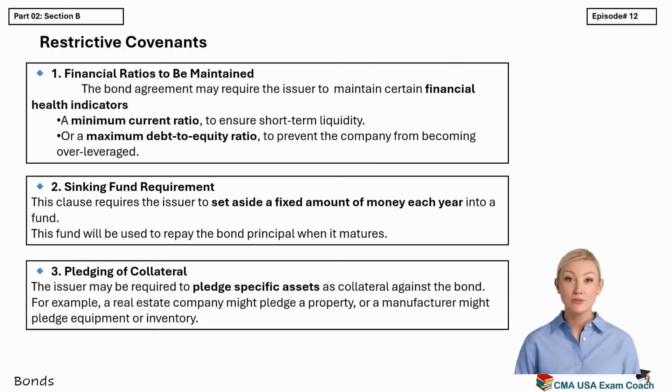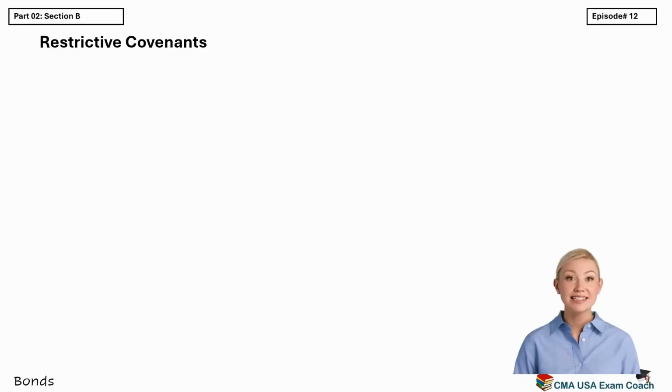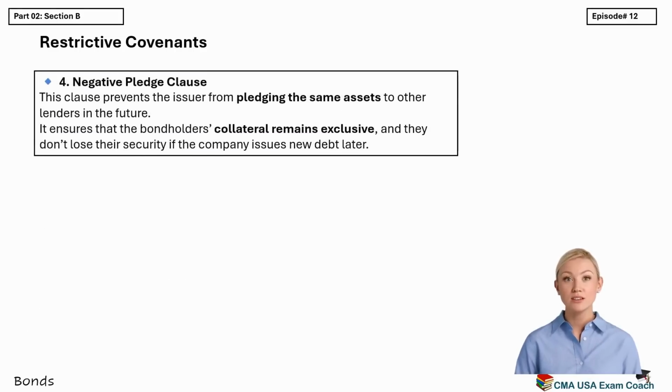4. Negative pledge clause. This clause prevents the issuer from pledging the same assets to other lenders in the future. It ensures that the bondholders' collateral remains exclusive and they don't lose their security if the company issues new debt later. Now let's move to the special provisions of bonds. These are additional features that give flexibility to either the issuer or the investor and often make the bond more attractive or manageable.